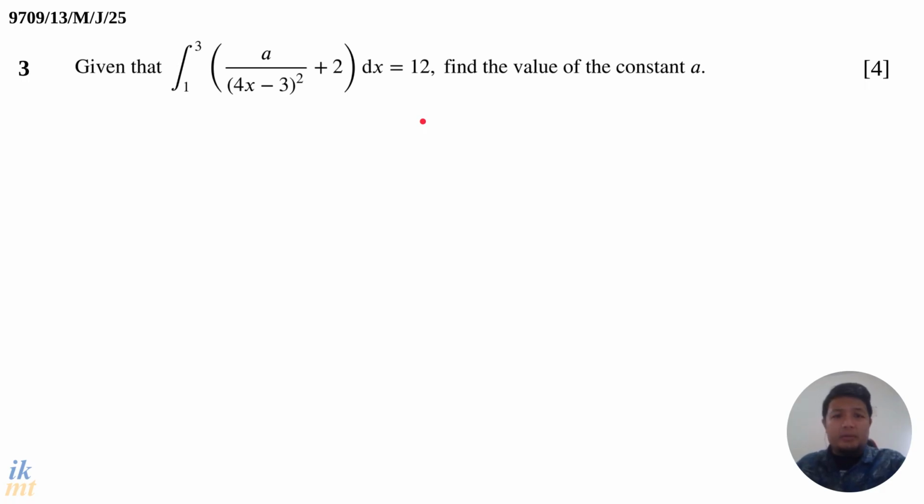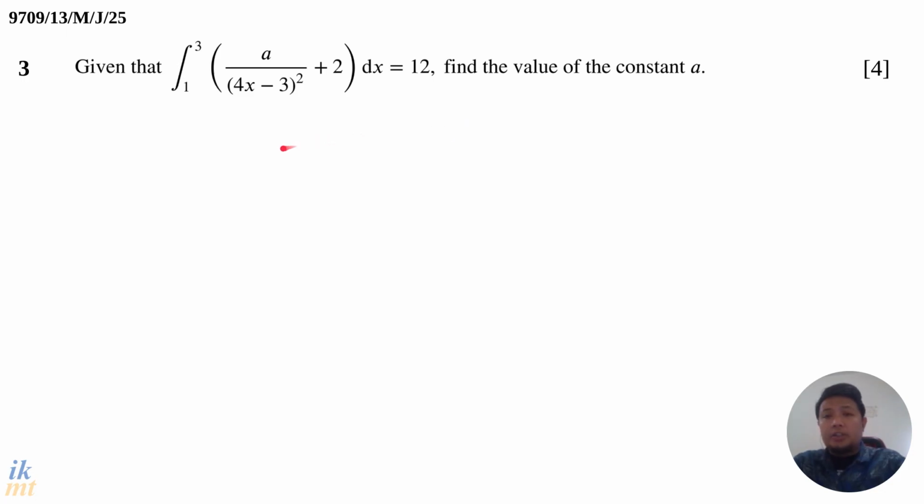It's quite direct. You need to be able to perform the integration, and then set it equal to 12, and then using algebraic manipulation, make a the subject, and you'll find the value of the constant a. The key word here is "find the value". That means there's only one value of a where this is going to be true.